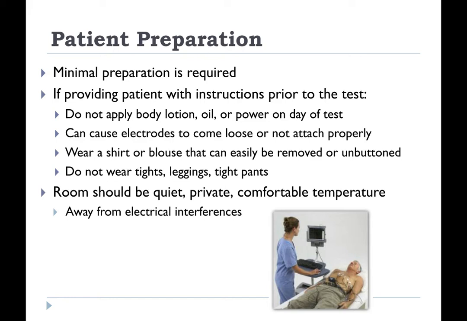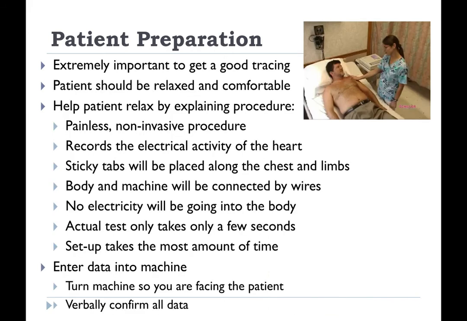You're going to advise them to wear a shirt or blouse that can easily be removed or even just unbuttoned. And then also, they should not wear tights or leggings or tight pants, because usually they have to pull up the bottom of their pants to apply the lower limb leads. You're going to put them in a room that should be quiet, private, and a comfortable temperature, and also away from any large machinery or electrical interferences. So, important to get a good tracing.